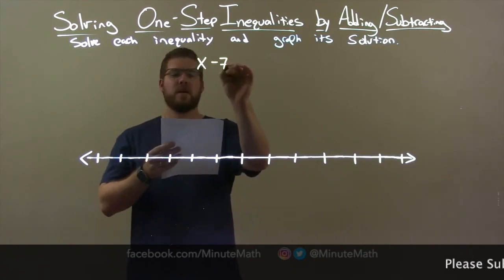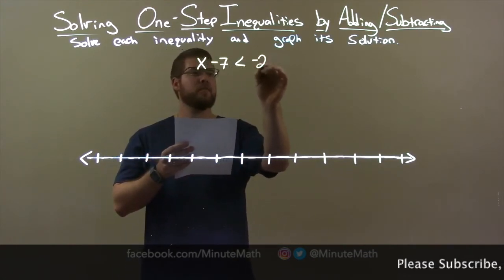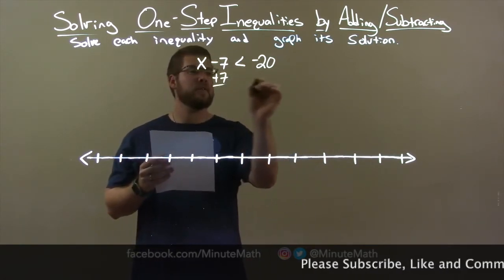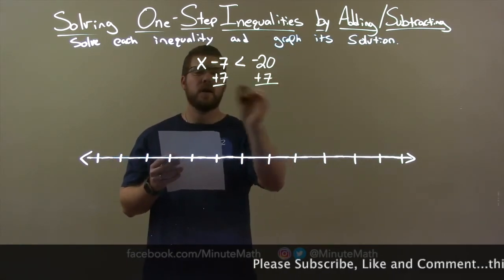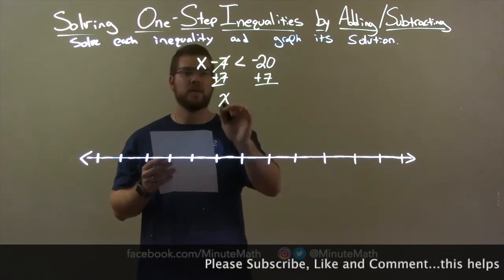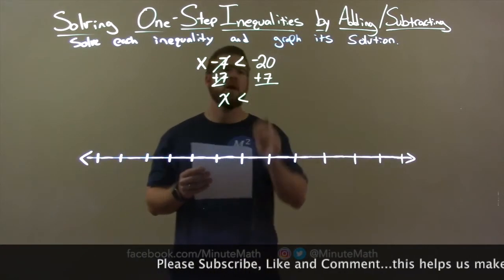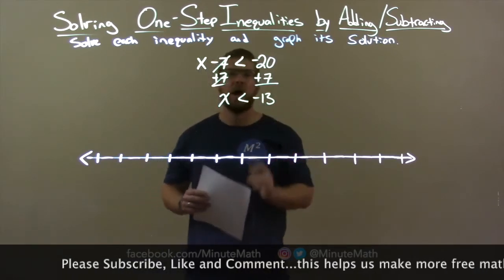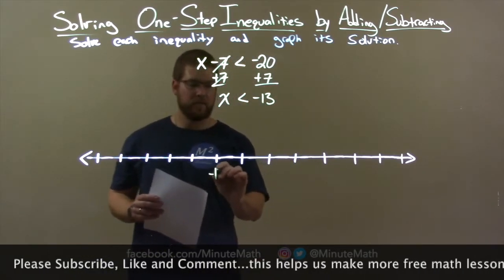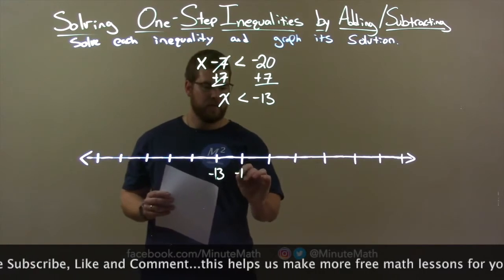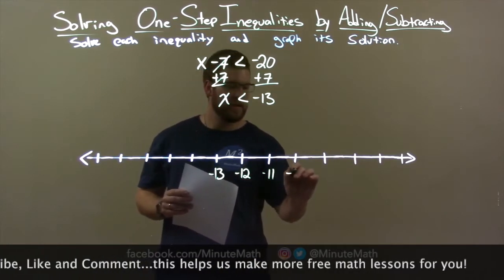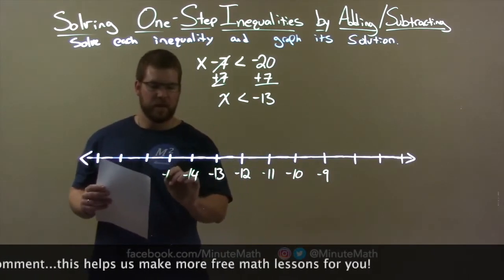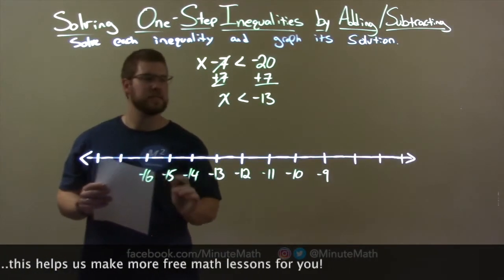x minus 7 is less than negative 20. First thing, I want to add 7 to both sides. This gets me x completely by itself, still less than, but negative 20 plus 7 is negative 13. Now I'm ready to graph. Let's put negative 13 here, and then we have negative 12, negative 11, negative 10, and negative 9, negative 14, negative 15, and negative 16.